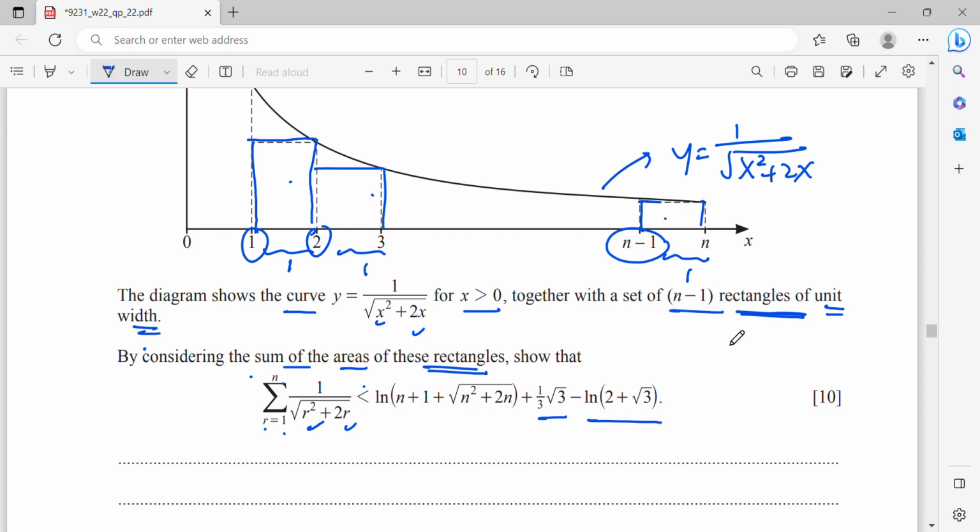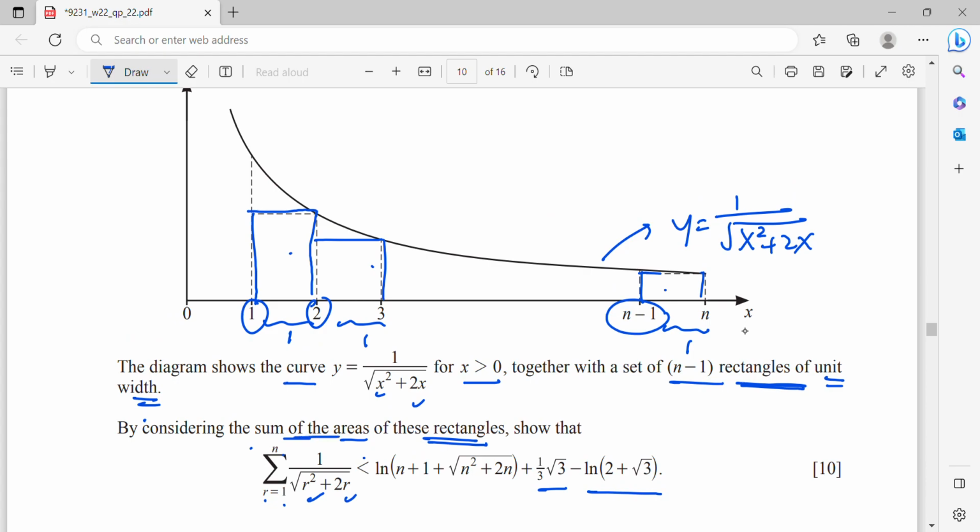Firstly, we need to consider the sum of the areas of the rectangles. The area of a rectangle is basically width times height. Here we have two ordinates to form one rectangle, so 1 and 2 for the x values. But the height is not referring to the y value when x is 1, but to the y value when x equals 2. So you have to take note of this.